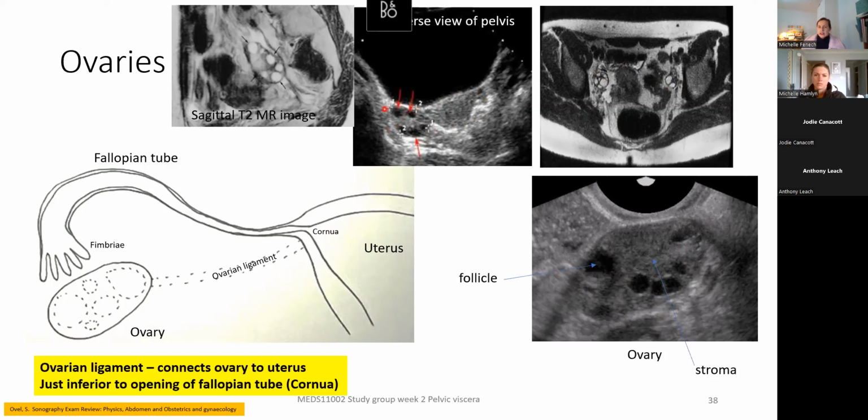This is the ovary, this is the uterus, and this is the ovary. So this ovary corresponds to this right ovary here. That's right, because it's on the right side, and this is the left side of the patient because it's a transverse view.